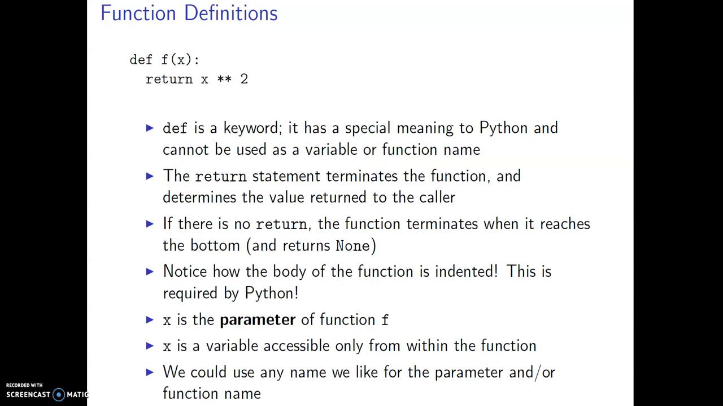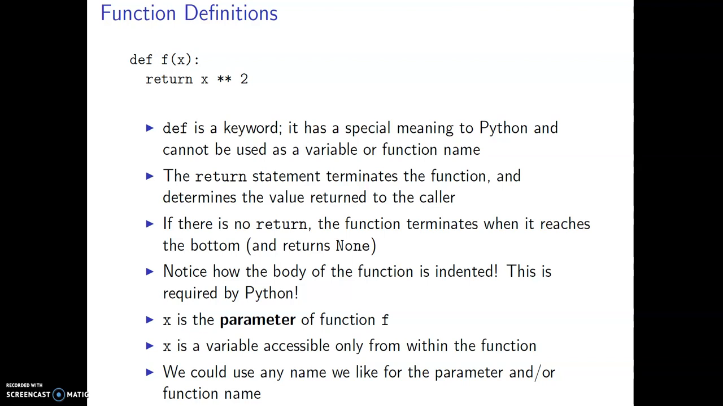So a few key features for defining a function. Def is a keyword. It has special meaning, so you can't use it. So if you're wanting to define a definite integral, you can't call it def, for example. You're going to need to think of a new name. The return statement terminates your function. So this is kind of like the end of the brackets. You're telling Python here, not R, that it's the end of the function, basically, and to determine the value returned to the caller. If there is no return, the function terminates when it reaches the bottom and returns nothing.